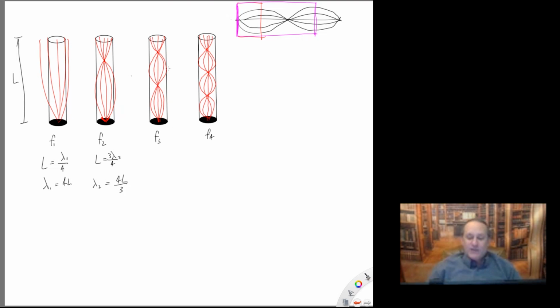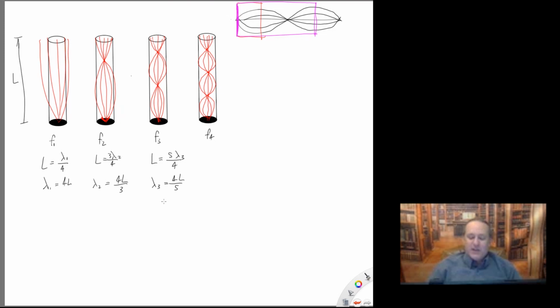In the third case, the length looks like we have a full wavelength plus a quarter. One full wavelength plus a quarter. So that's 5 lambda over 4. And our wavelength is equal to 4L over 5.